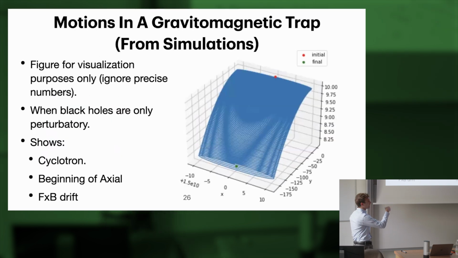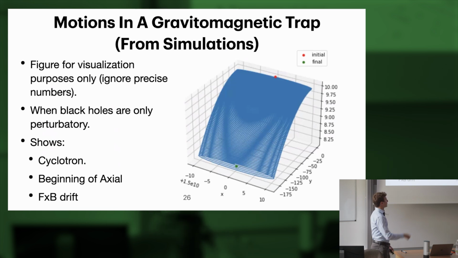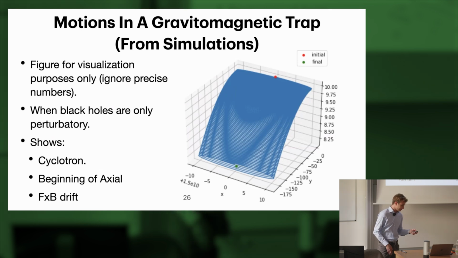This is output of a simulation. You do not have to worry about the exact precise numbers. This is for decent visualization only. And we can see a particle starting at drop down from some sort of a z displacement, in this case just 10 meters, and going through cyclotron motion in the x and y direction, and drifting towards the negative y, as we have seen in the F cross B drift. And this is somewhat of a sanity check.